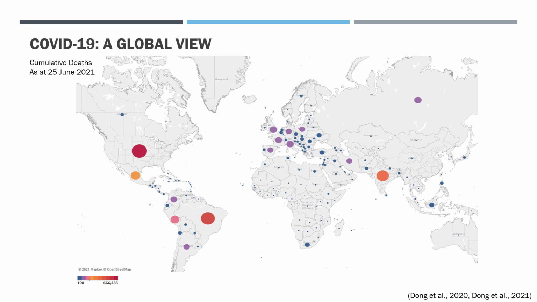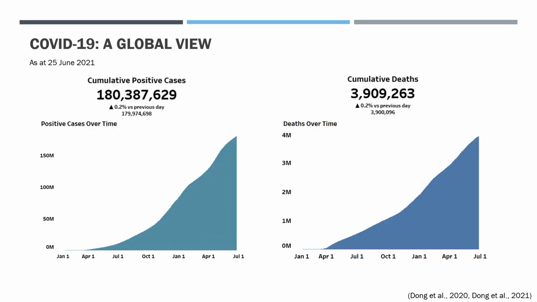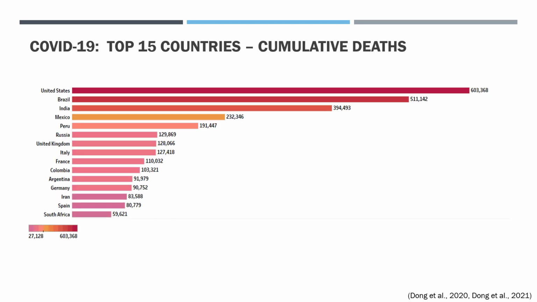By the end of last month, there have been over 666,000 deaths in the United States alone. There have been over 180 million cases globally and nearly 4 million deaths. The worst hit countries at the end of last month have been the United States, Brazil, India, Mexico, and Peru.